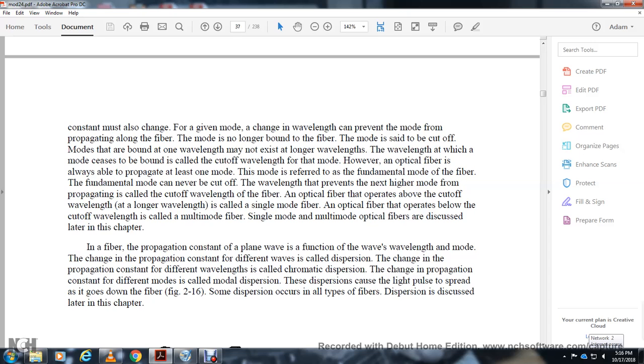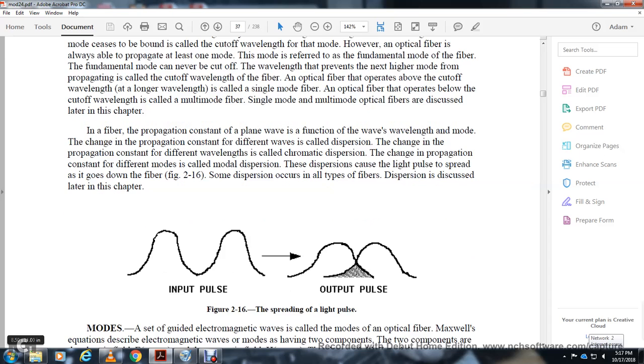The change of the propagation constant with different wavelengths is called chromatic dispersion. The change of the propagation constant of different modes is called modal dispersion. These dispersions cause the light pulse to spread as it goes down the fiber. All types of fiber dispersion are discussed later in the chapter. Input pulse, output pulse.